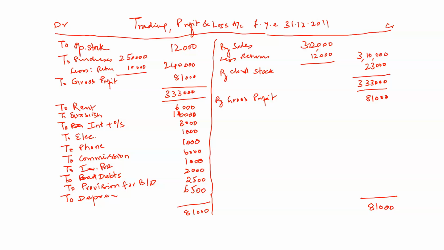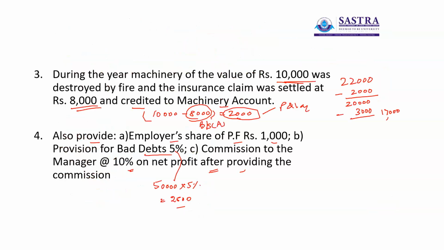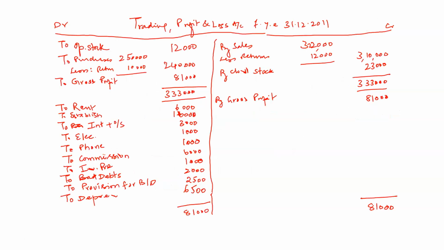Here, if you look at stock destroyed by fire, there is a loss of rupees 2,000, which should be debited to profit and loss account. So, debit loss of machinery, $2,000.